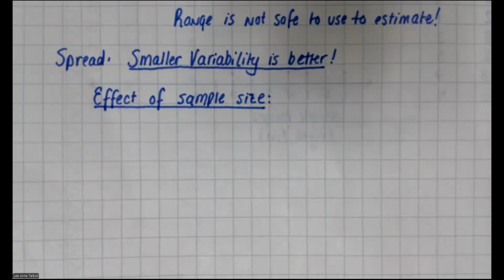I'll do the 0. Okay. So smaller variability is better. What I mean is, if you can have numbers that are closer together, much easier to make your estimates.